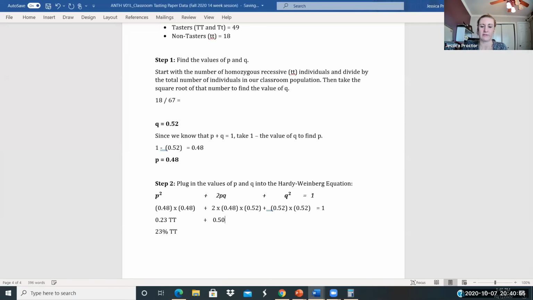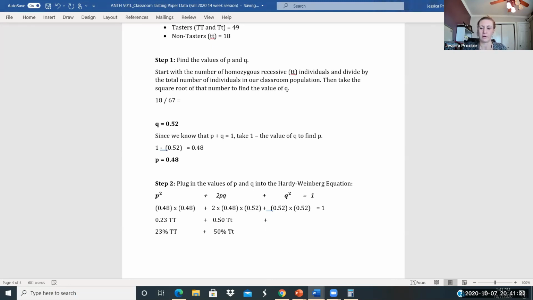Okay, so that is the frequency. 0.50 is the frequency of the heterozygote individuals in our population. We want to turn it into a percentage, piece of cake. We just move our decimal 2 places. 0.50 becomes 50%. So we now know that 50% of our classroom population is heterozygous at the locus that determines whether or not you can taste PTC.